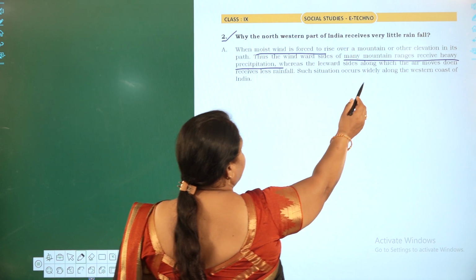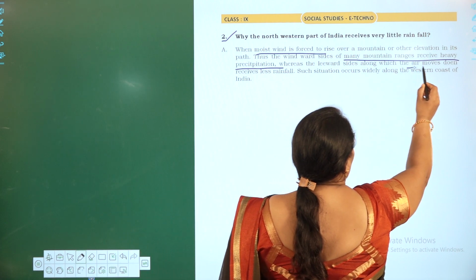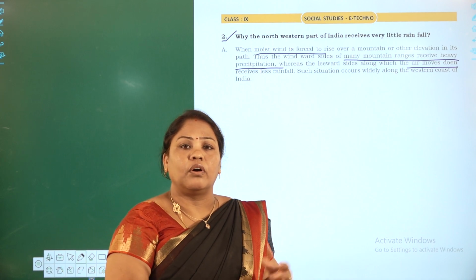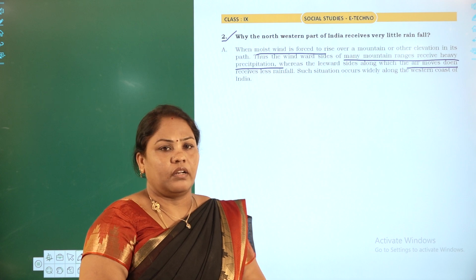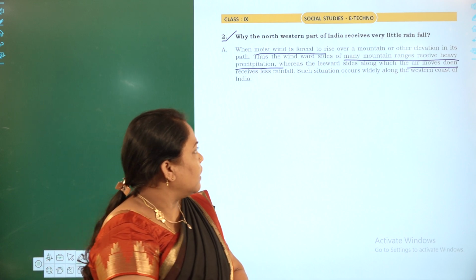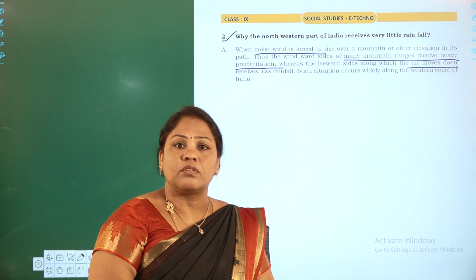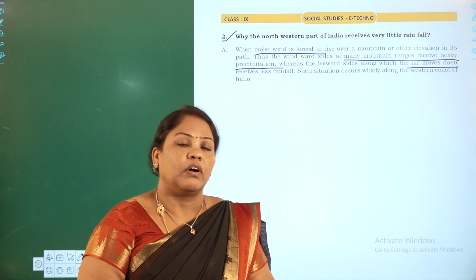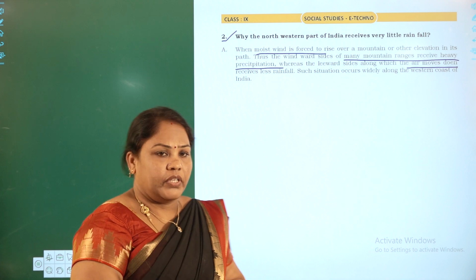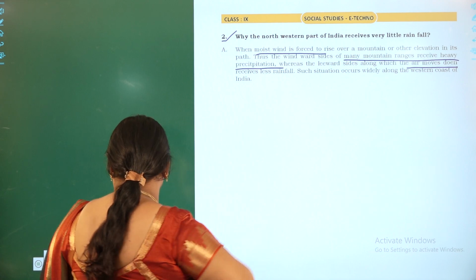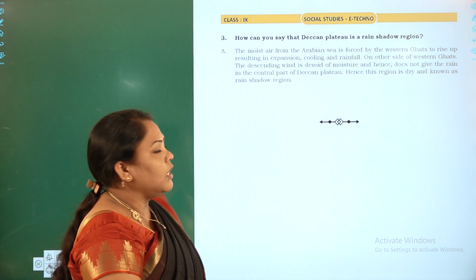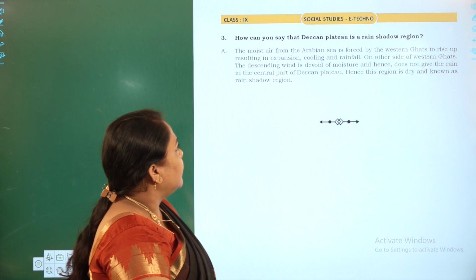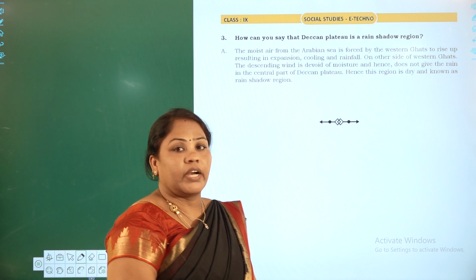That is the reason the leeward side, where the air moves down, receives very little rainfall. Such a situation occurs widely in the western coast of India also. Why? Because that is the part we call a rain shadow region, right? So this is all about our second answer, children. Let us move with the question number 3. Our third question is, how can you say that Deccan Plateau is a rain shadow region?